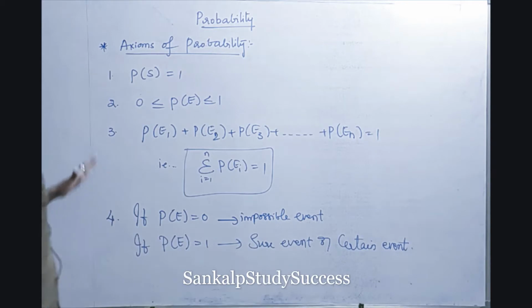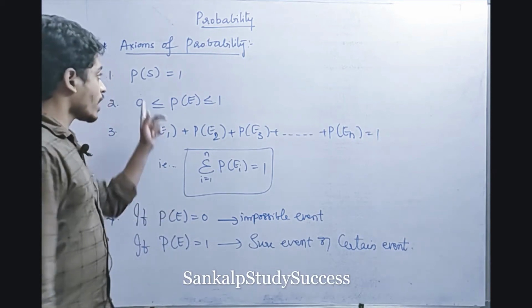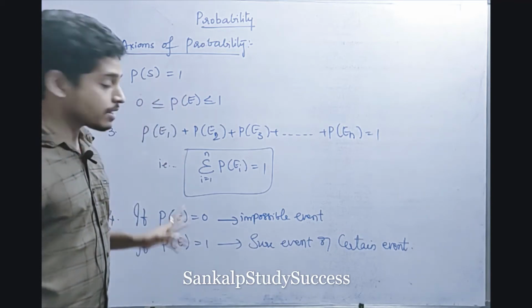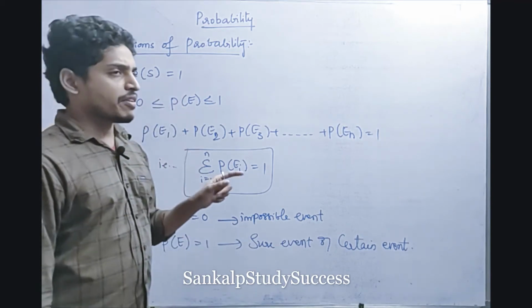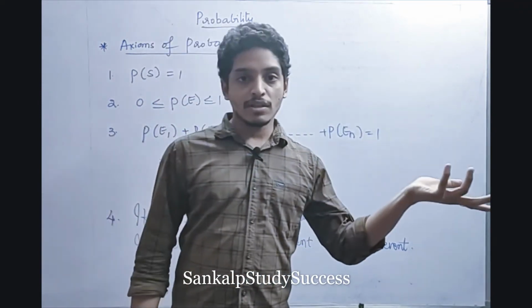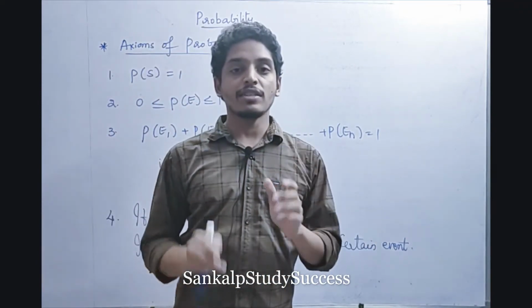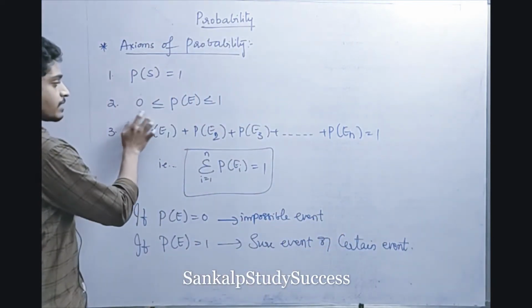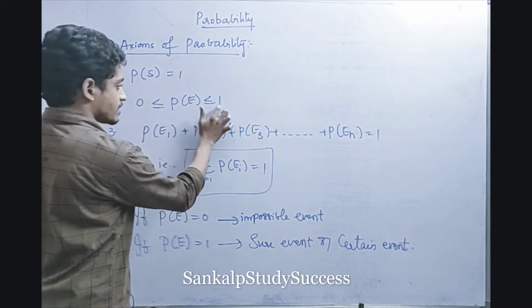Next one, very important, friends, rules of probability or axioms of probability. First one is probability of sample space is equal to 1. Second one, probability of an event always lies between 0 and 1. Okay friends, it never goes beyond 0, it is not less than 0. Probability always lies between 0 and 1. So 0 is less than or equal to P of E, which is less than or equal to 1.